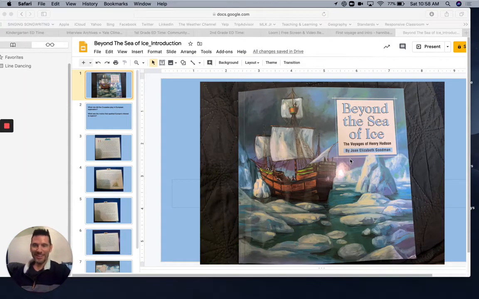Good morning, fourth grade. A special book just arrived from Amazon that's going to help with the unit Three Worlds Collide. This is Beyond the Sea of Ice, The Voyages of Henry Hudson. As you continue through the next few weeks in Ed Time, this reading is going to help supplement your understanding of Europe's motives for exploring.